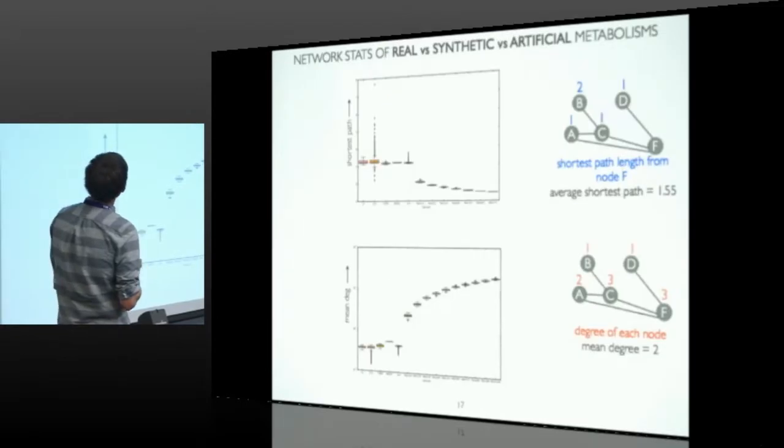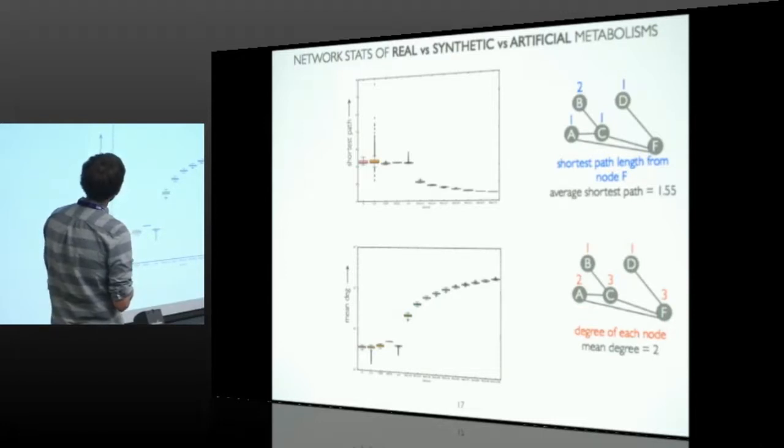OK, and this is where it gets kind of weird. On the left-hand side of these box plots, you can't really read the labels, but again, I'm showing you shortest path and mean degree. On the left side, we see all of the real communities, all the real individual genomes, and the biosphere. And we see the synthetic networks. Again, they don't really stand out.